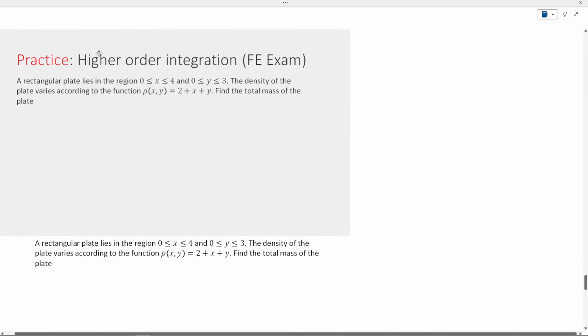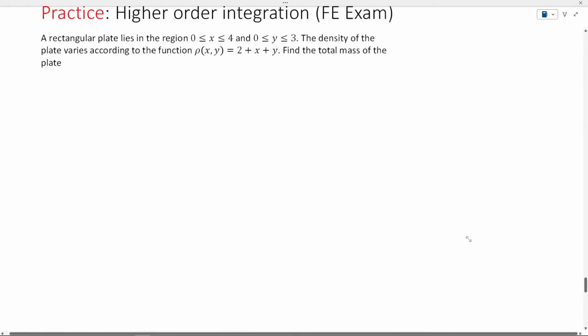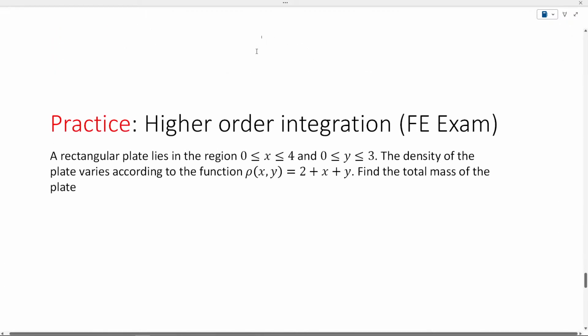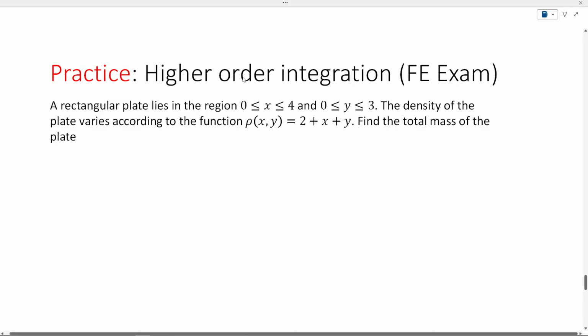Okay, let's do one more problem, which is the last problem in this lesson. Again, this lesson is over 2 weeks or more than 1 week, but it just has one tutorial for both of them. Okay, so this is the higher order integration, and here I'm asking you: a rectangular plate lies in a region of, this is in the x and this is in the y. The density of the plate varies according to this function. So I have a density function. Find the total mass of the plate.